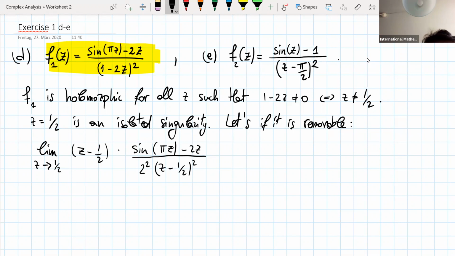So let's compute this limit. We have here some simplification, and we get sine of pi z minus 2z over 4 times z minus 1/2. So now we see that for z going to 1/2, both the numerator and the denominator are 0, no? Because in the numerator we have sine of pi over 2, this is 1, minus 2 times 1/2, this is also 1. So we can try to apply L'Hopital's rule.